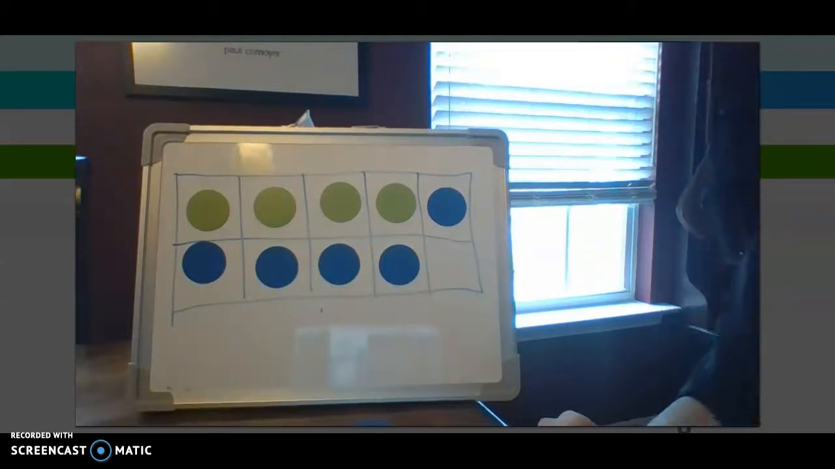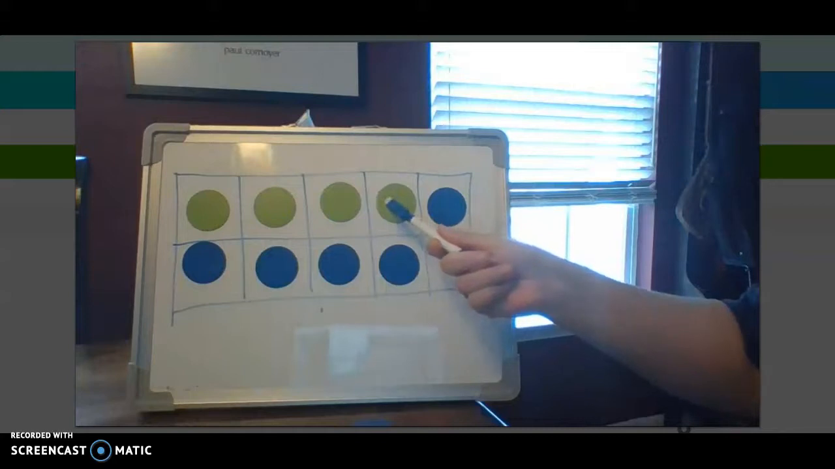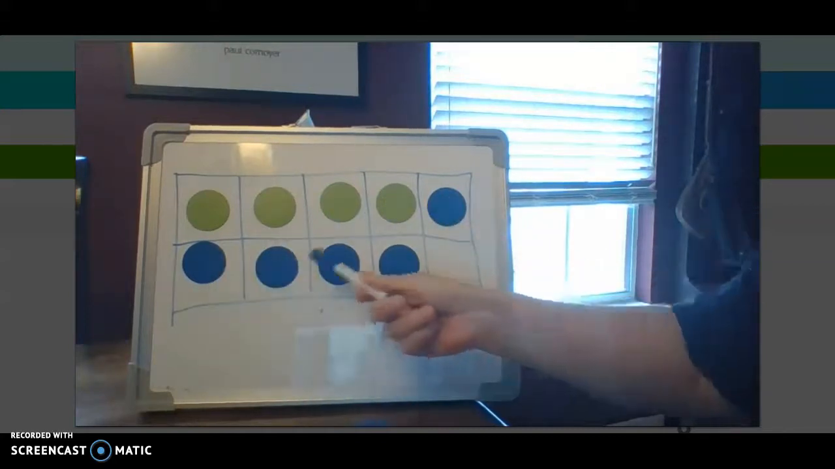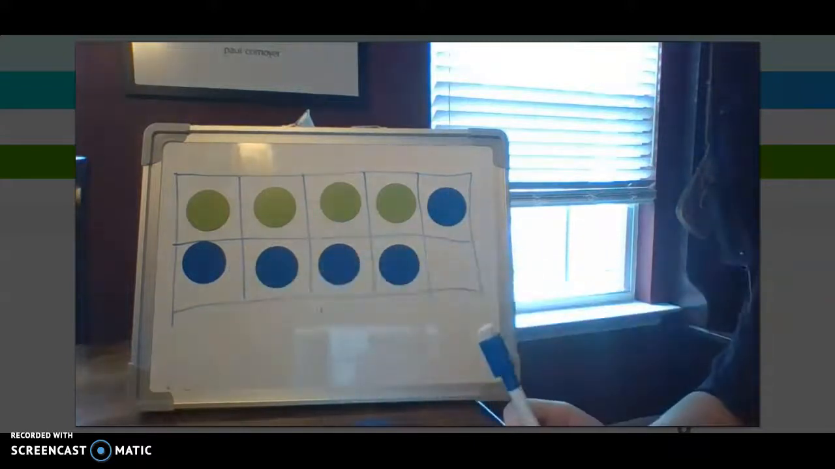In all is going to tell me to add them up. So 4 plus 2, 3, 4, 5. What is it? 4 and 5 makes what?